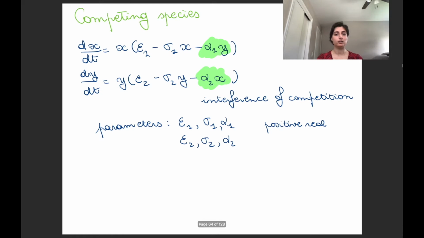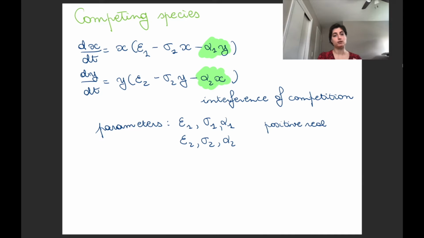So we add a term that is alpha times the other species. For dx/dt, we add the term minus alpha 1 y, and for dy/dt, we add the term minus alpha 2 x. That is the interference given by the competition of each species. If one of the two species is eating a lot of food, then the other species is not able to find food.